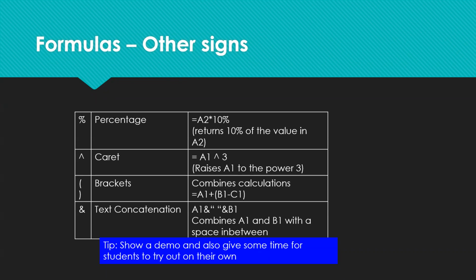Okay, caret. What is the caret symbol? To the power of. Let's say 2 to the power of 2 is 4. 2 to the power of 3 is 2 into 2 into 2, which is 8. So to the power of is called caret. That's the symbol for it.